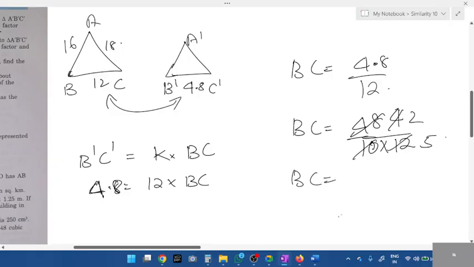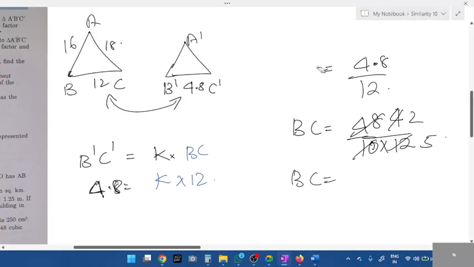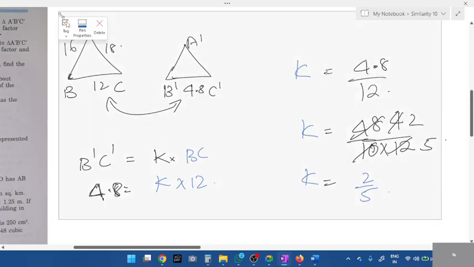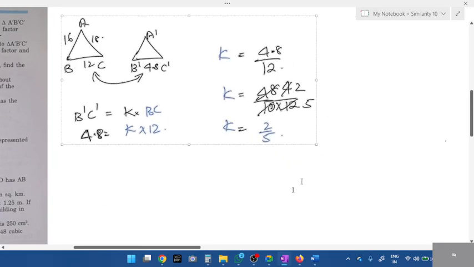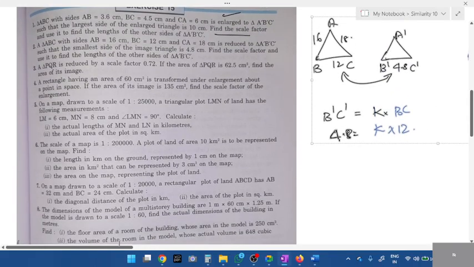Look at the calculation part. Not BC, students, sorry. K value is 2.5... BC is 12. Okay, not BC. K value is 2 by 5. Use that and find the other values. Okay, last question. Remaining 8 questions, we'll do it in the evening. Tomorrow I'll be starting a new chapter.